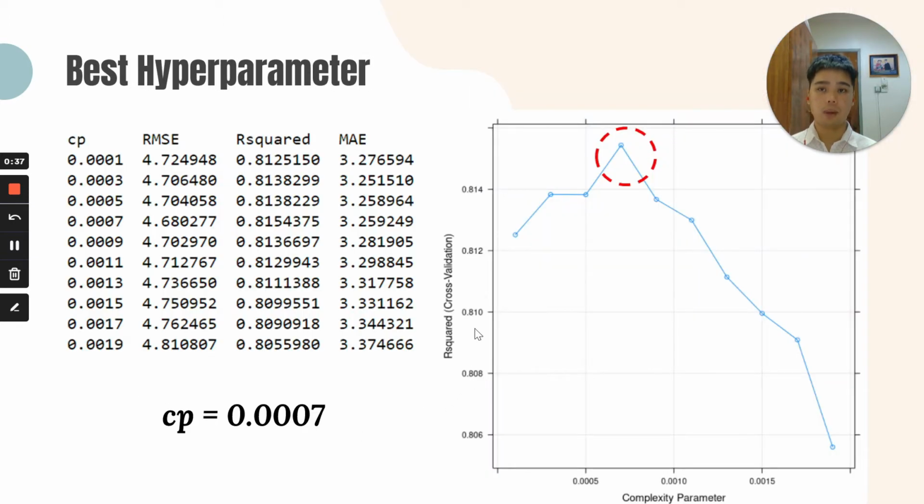After running the tuning process, the best hyperparameter is identified, which is Cp equal to 0.0007. This parameter value can generate an R-square of 0.815. When we further increase the Cp value, the R-square started to drop, and there is no sign of the R-square increasing. So it double confirms that this value is the single best hyperparameter for the decision tree regressor.